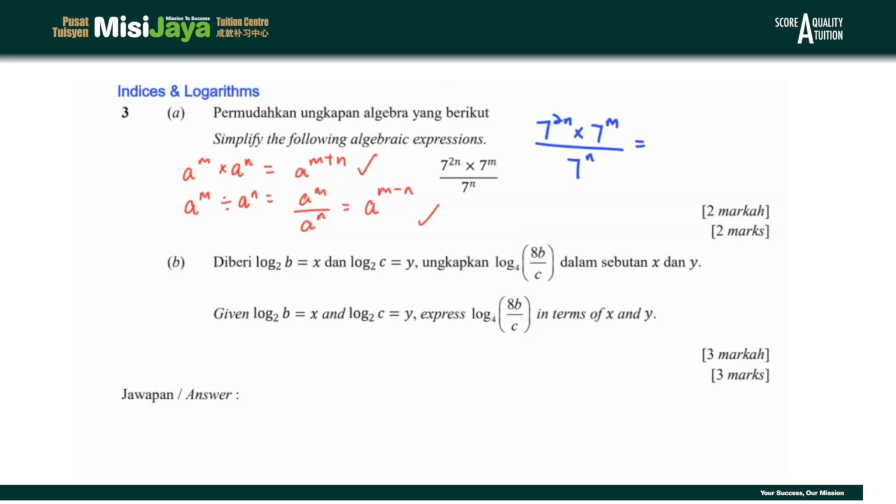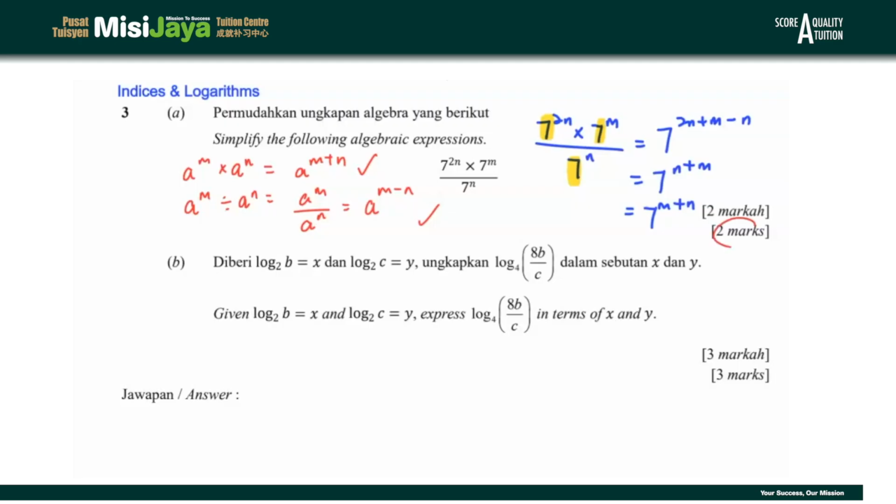So this is all base 7. So all the same base, then we can combine all under one base, which is base 7. So when it's times, we add up the power. When it's divide, we minus the power. So become 7 power, 2n minus n is n, then plus m. But because usually our marking scheme will be in alphabetical order, just make sure that we arrange the power according to alphabetical order, which is 7 power m plus n. Okay, so this is the answer.